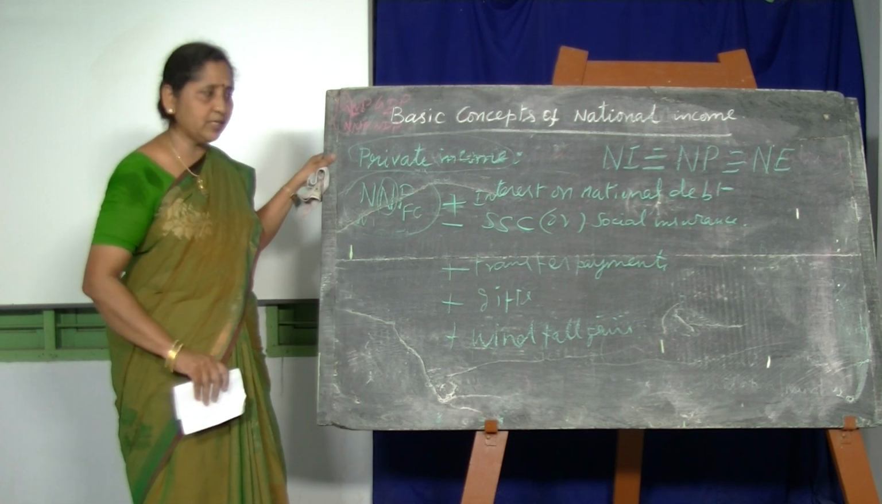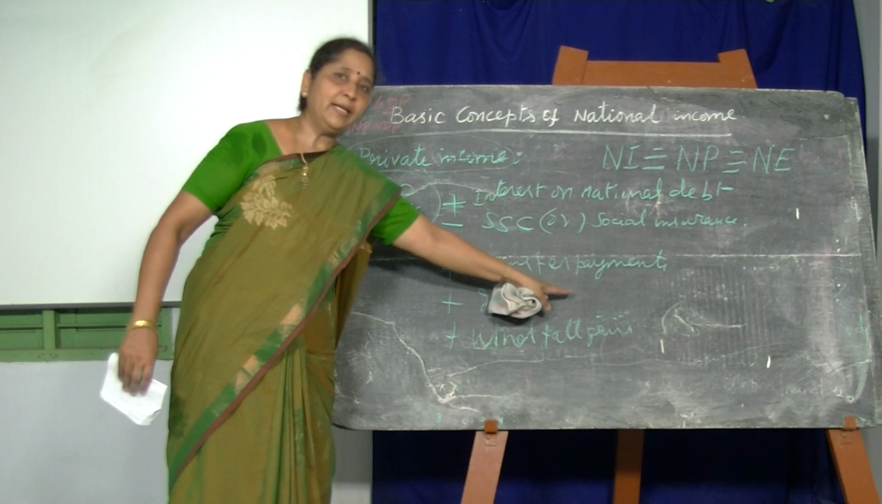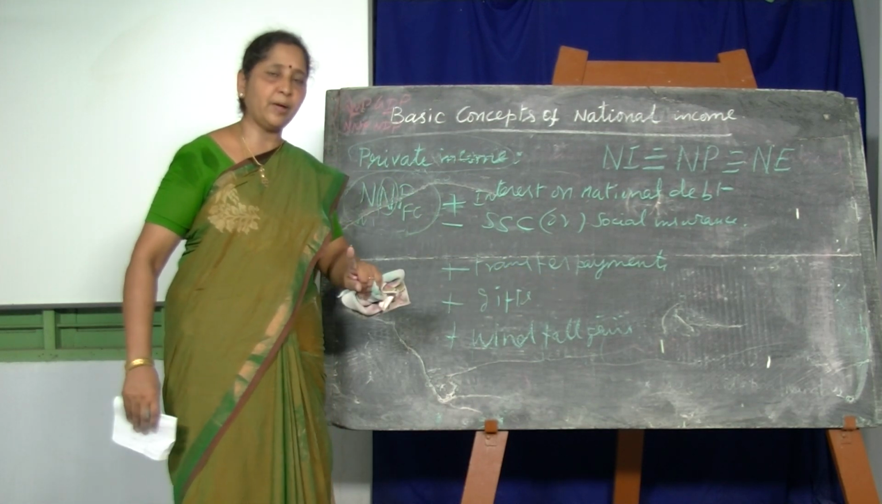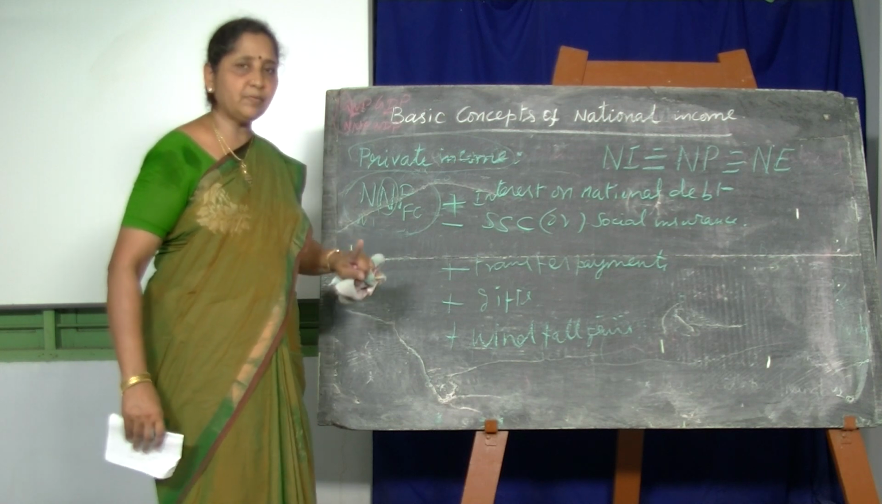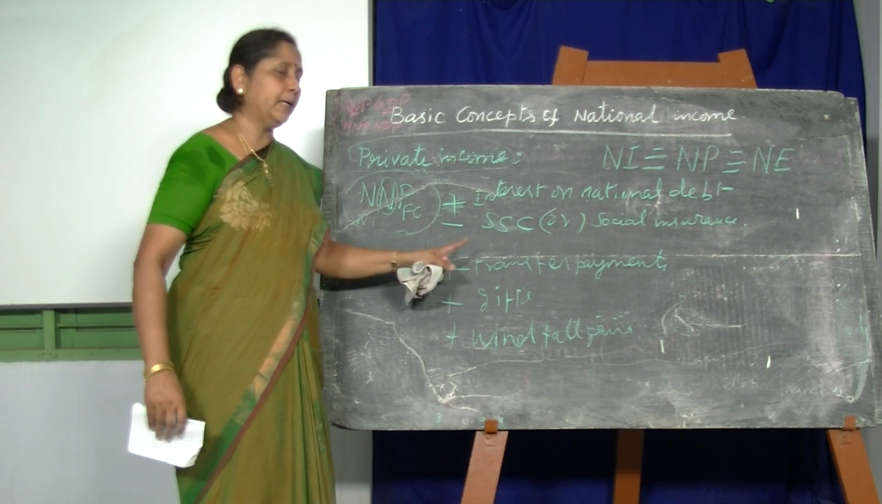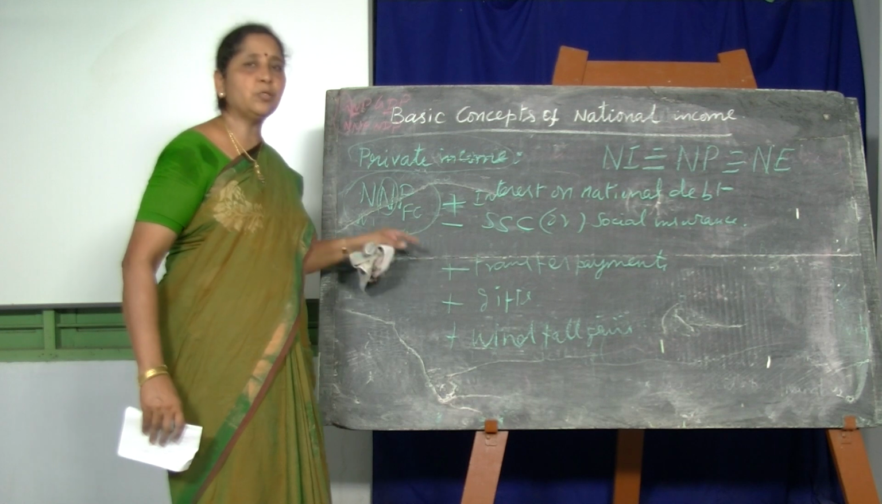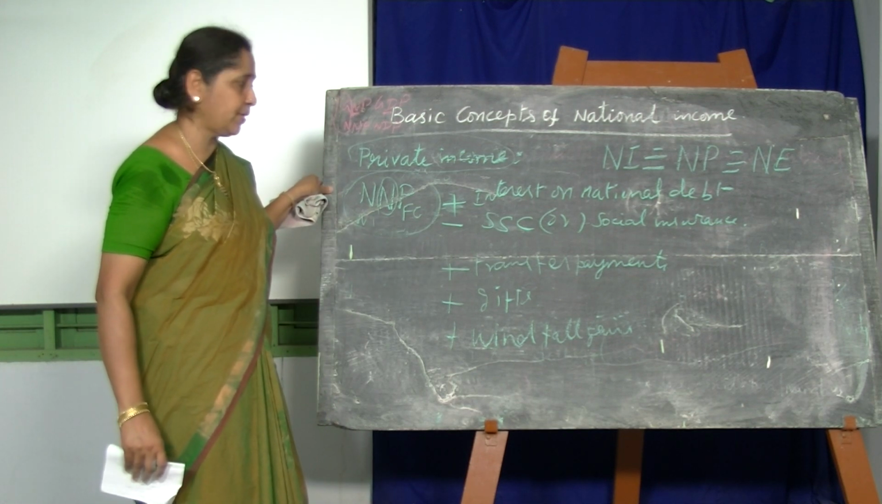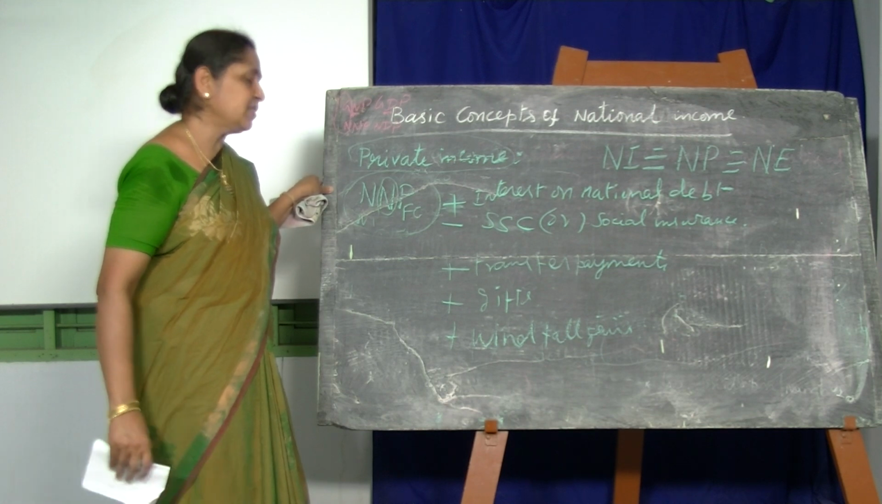Once again I repeat, transfer payment means only the payment is transferred. It is not a two-way process. It is a one-way process. Government transfers a certain amount to the people for social upliftment. This is called transfer payment. Okay. Then next comes the gifts.